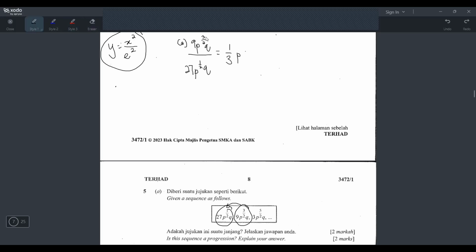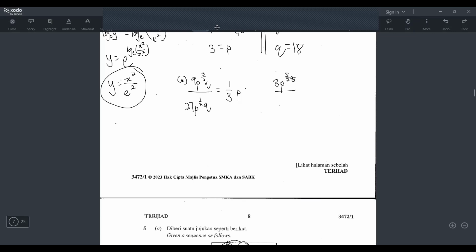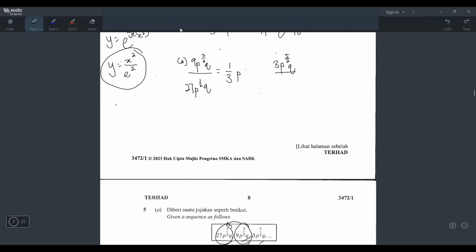Okay, so now I'll try to take another one, which is 3p power 5 over 2q. Because just now I took right divided by left, now I'll take right divided by left again, but this time I'm taking 3p power 5 over 2q. Okay, the q I shouldn't write like this, because the q is not the power, right? So the q is like this. And then don't forget to divide by 9p power 3 over 2q and see whether I get the same answer or not. If I get the same answer, it means it's a geometric progression.